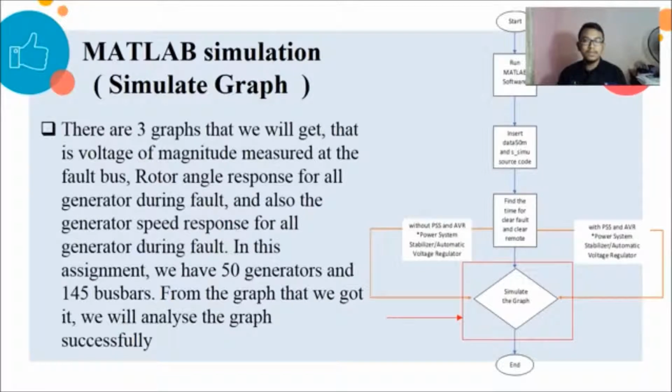Okay, after we get the data from the clear fault and clear remote, from that we will get three graphs. The graphs are about the voltage magnitude measured at the fault bus, the rotor angle response for all generators during the fault, and also the generator speed response for all generators during the fault. Okay, for this assignment, we use 50 generators and 145 bus bars. From the graphs that we got, we will analyze them.